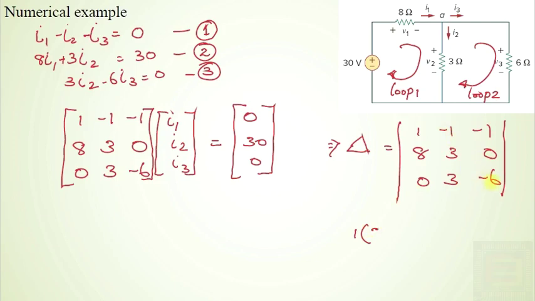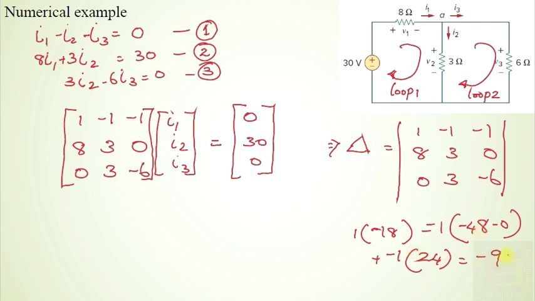So you have minus 18, minus 1 into 8 into minus 6, that is minus 48, minus 0, plus minus 1 into 8 into 3, that is 24. That will be equal to minus 18 minus 48 minus 24, equal to minus 90.